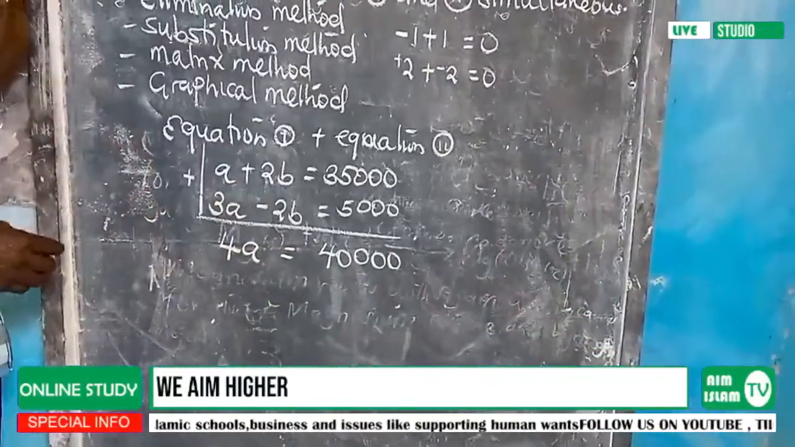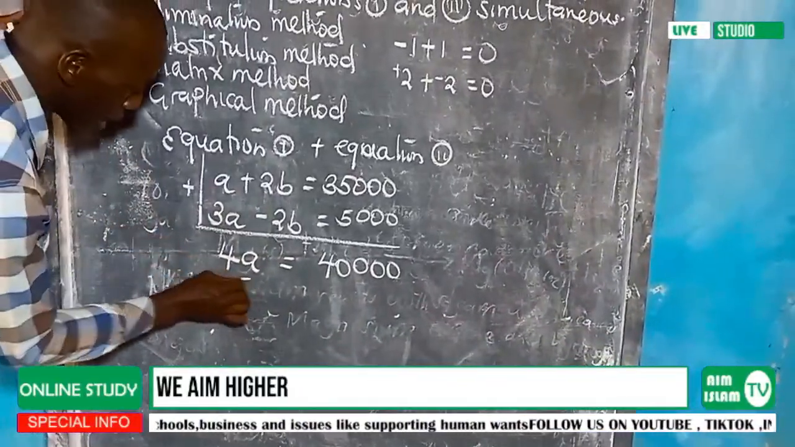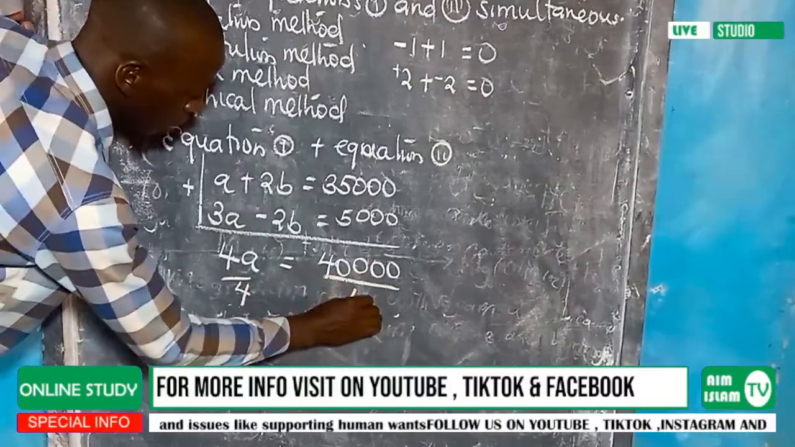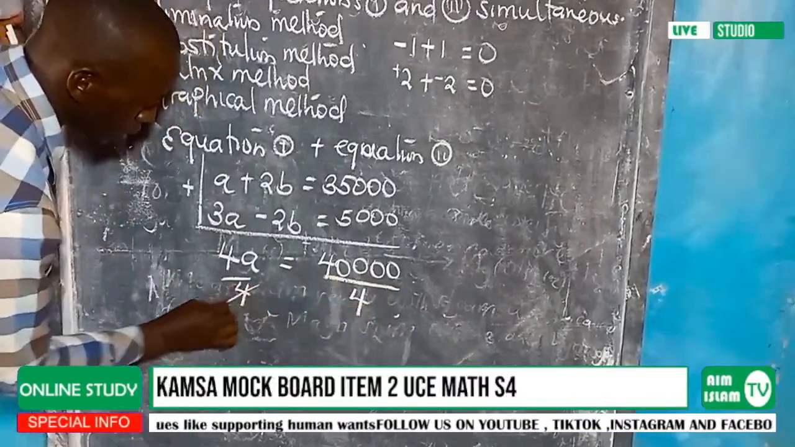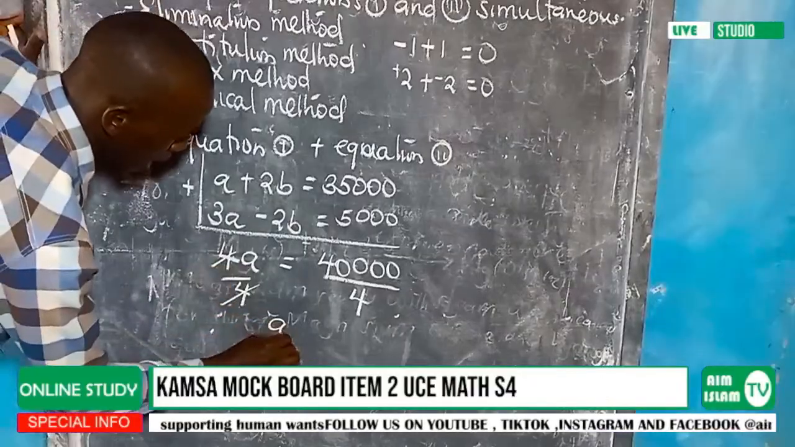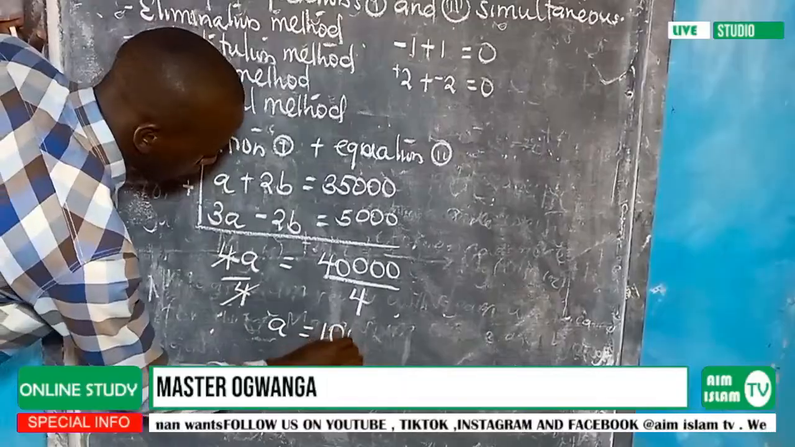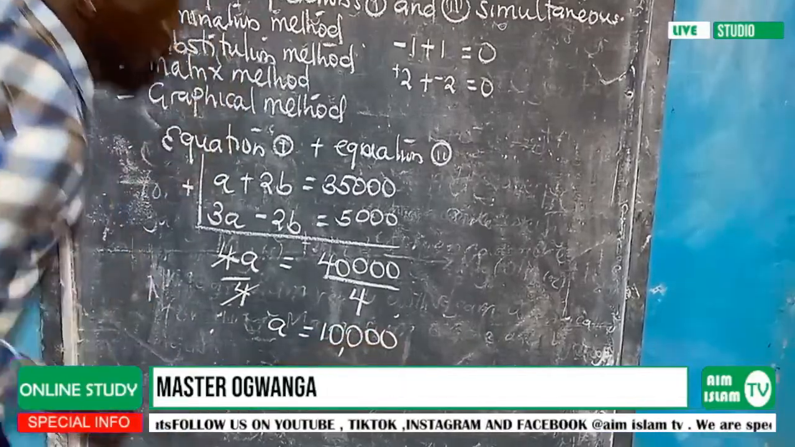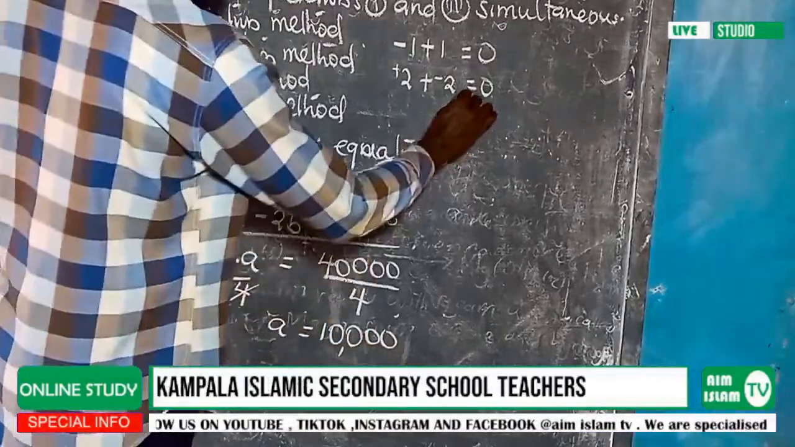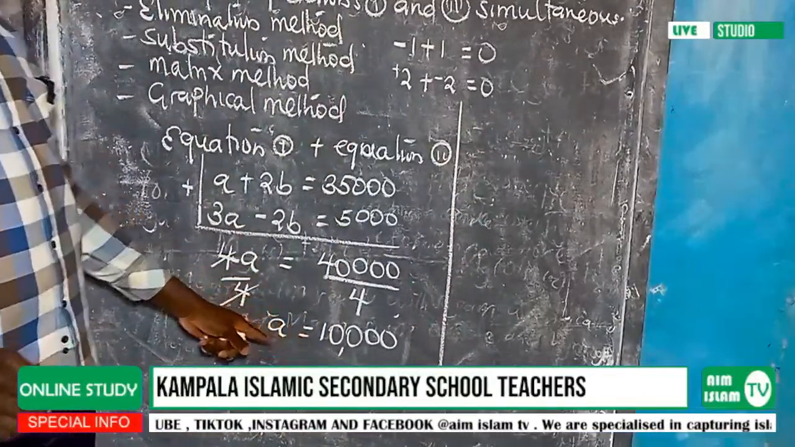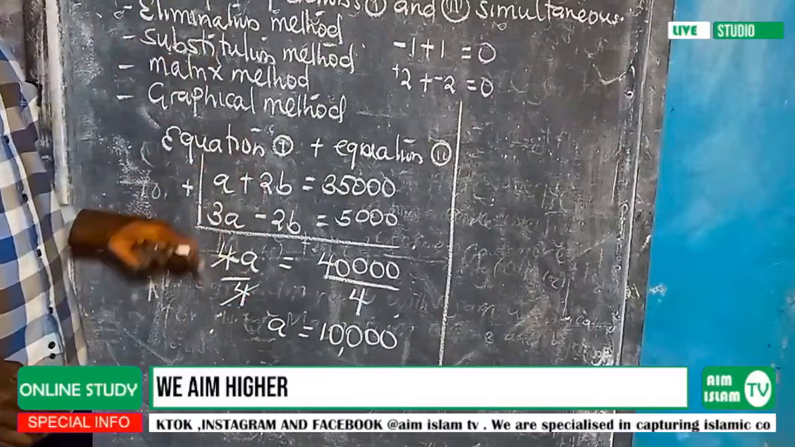So this means that we have eliminated b, and we are now going to find the value of a. So we can go ahead and divide by 4, and also divide by 4 here. So our a will be given as 10,000. That is our a. Meaning that by getting a, we have already eliminated b.